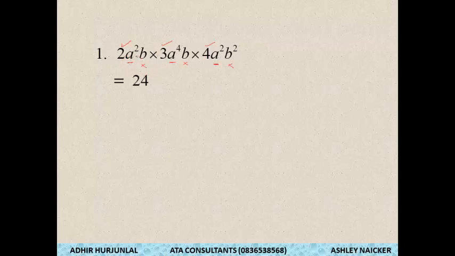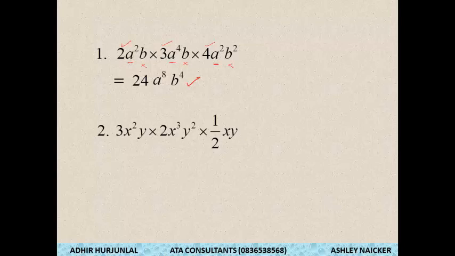Look at my a's. There's a squared, there's a to the 4, there's a squared. It's 2 plus 4 plus 2, which is a to the 8. If I look at the b's, that's b to the exponent 1, b to the exponent 1, b squared. 1 plus 1 plus 2 is b to the exponent 4. Correct? Correct. Example number 2.